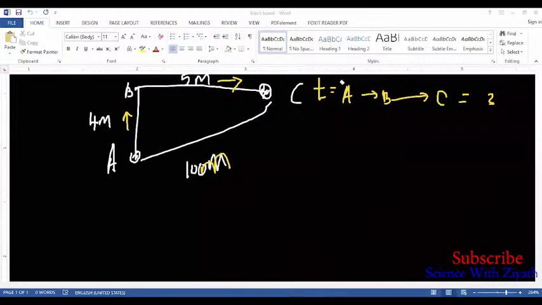I'm asking to find this speed. What is the answer? The time taken to travel A to B, B to C is 2 seconds. What is the answer? The distance. 4.5 ms minus 1. Yeah, the 4.5 ms minus 1. One person has said. Say it, what is the answer?